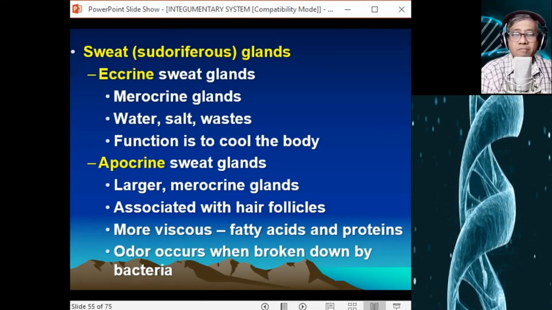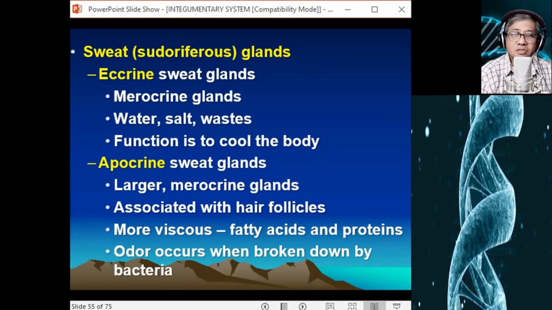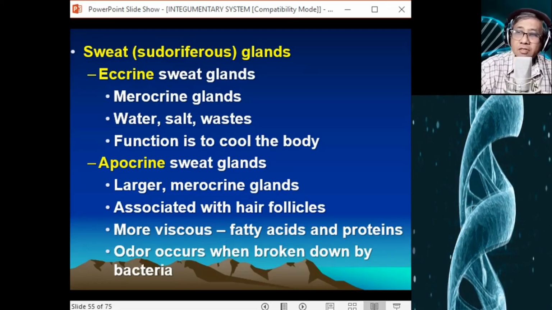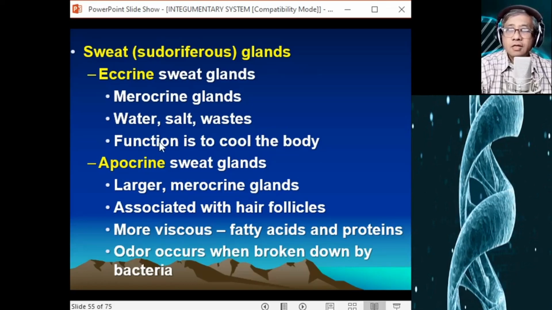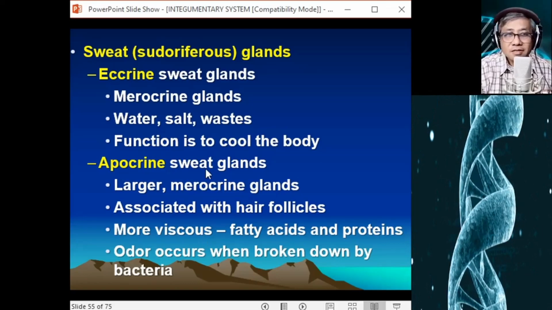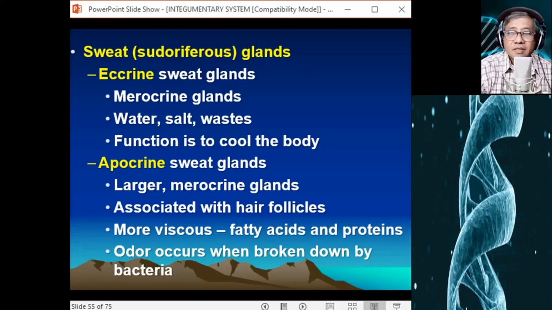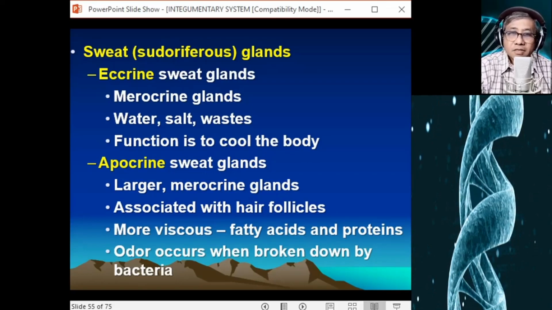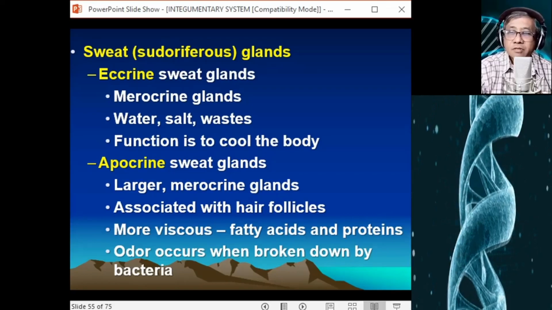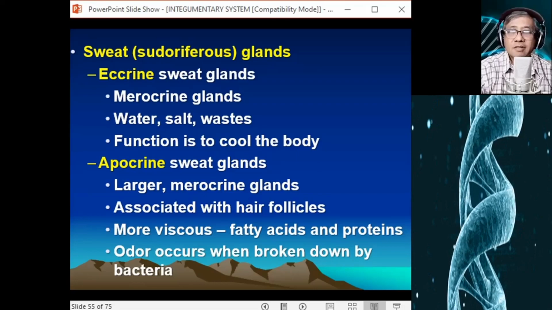So the bacteria eat these fatty acids and proteins, and as a result of the presence of bacteria, odor occurs. This is what we call body odor. The apocrine glands are found in our armpits, in the groin. So when the armpit has secretions, it smells bad, because of the viscosity of the secretion, which is attractive to bacterial growth.